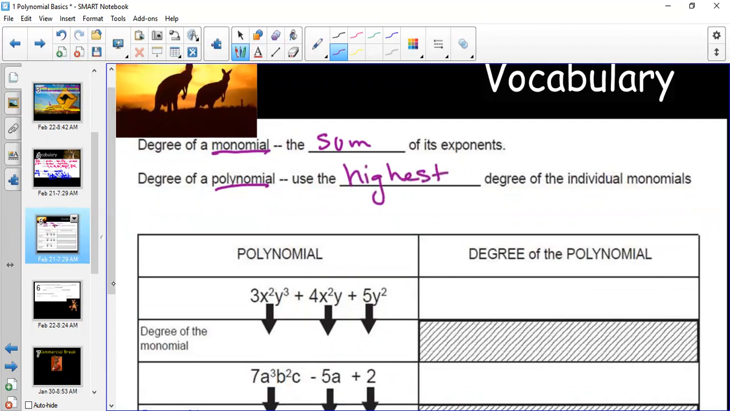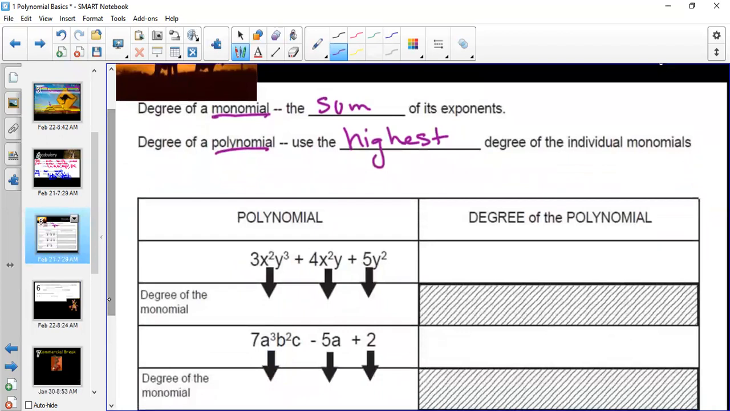All right, so this might be a little confusing at first, but hopefully you get the hang of it. So this polynomial has 3 terms. We've got one term here, and one term here. Before we can just find the degree of the polynomial, we have to find the degree of each of those monomials. Okay, so first off, we ignore the coefficient.